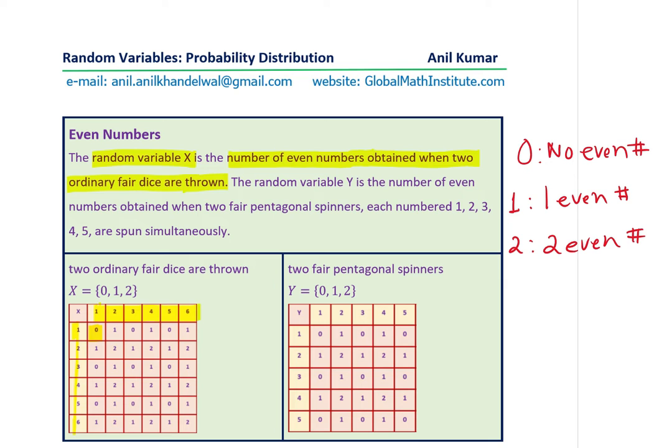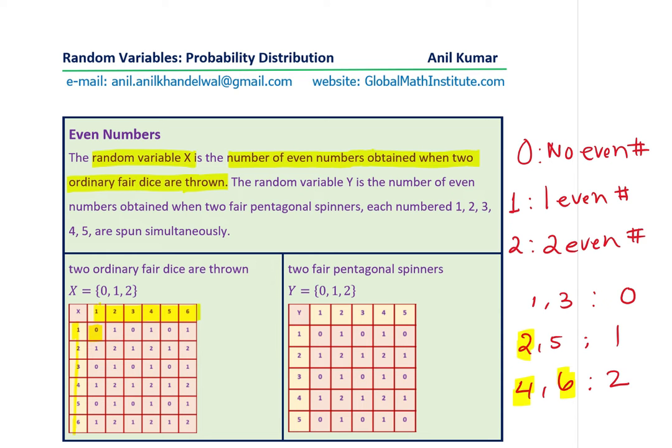Perfect. For example, if you get 1 and 3, in that case, result is that we do not have any even number. But if you get 2 and 5, in that case, we have one even number. But if you get 4 and 6, right, in that case, we have two even numbers. You get the point. So we're just counting how many even numbers you get when you throw the two dice. So from this matrix, you can easily see what is the number of even numbers you get.